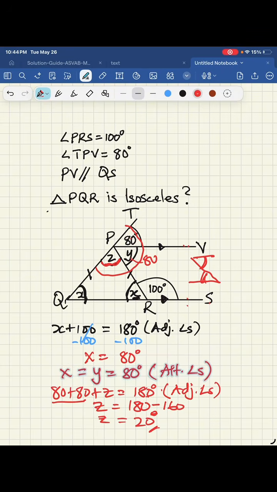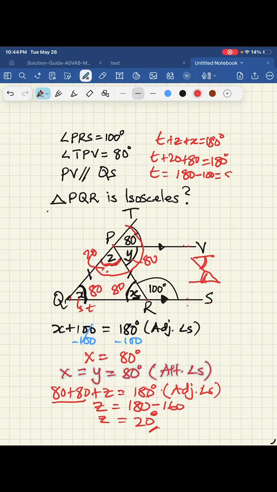Now, if this is 20, then this is 80. Remember, the sum of angles in a triangle adds up to 180 degrees. So if this and this are already 100, then this is definitely 80. But you have to show that. So let's say this one is t. So t plus z, then plus x is 180 degrees. Remember, z is 20, then plus x, which is 80, equals 180 degrees, right? So your t is equal to 180 minus 100, and that gives you 80 degrees.